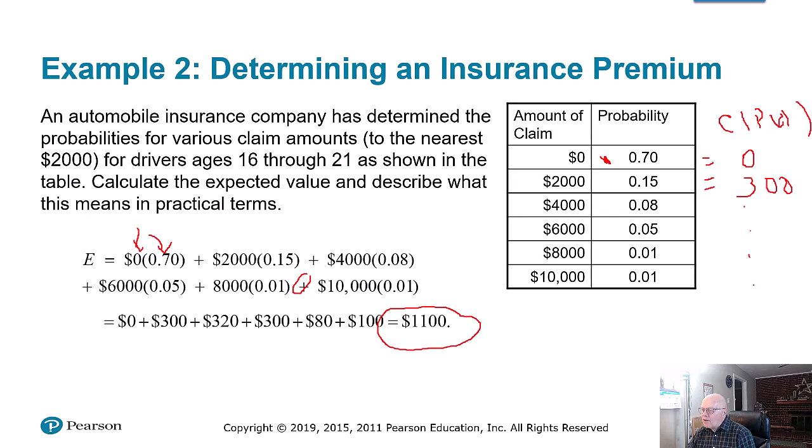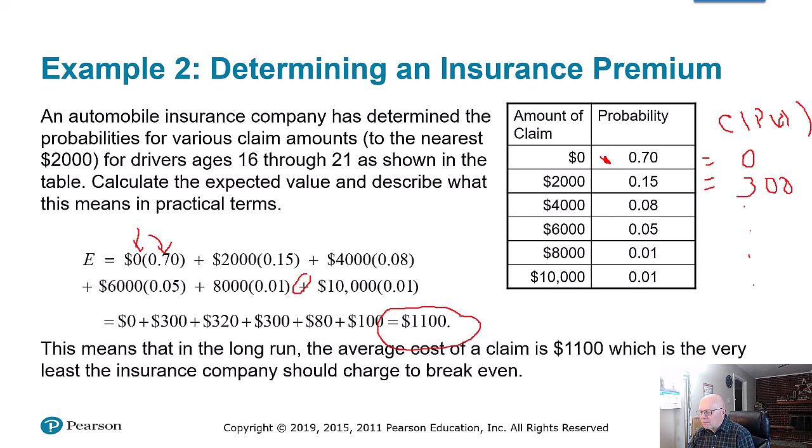So you want to average at least $1,100 per premium. And that's only to break even. Of course, that also means that you got to charge more than $1,100 because you've got to pay the agents and so on, for the company to continue.